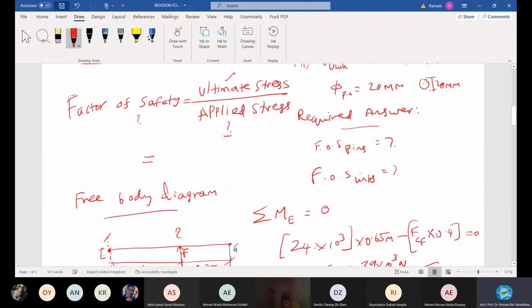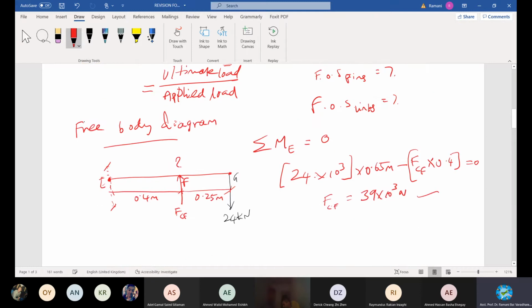Factor of safety is ultimate stress by ultimate applied load. Further, you can compare by stress or by load. It is ultimate load or ultimate force divided by applied force or load. Both you can define it. You can also define by load, given load.